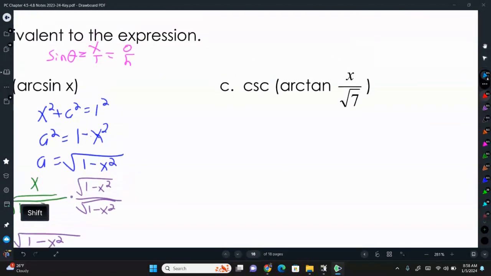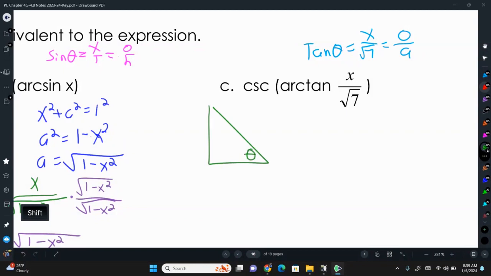So tangent, remember, tangent is opposite over adjacent. So if we draw a triangle here, the opposite side is x, the adjacent side is the square root of 7. Cosecant is the opposite over hypotenuse, or sine flipped. So we need to find that hypotenuse.